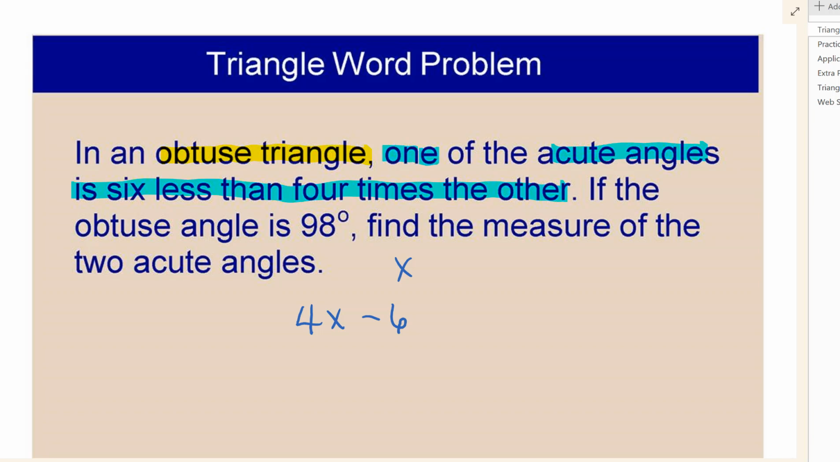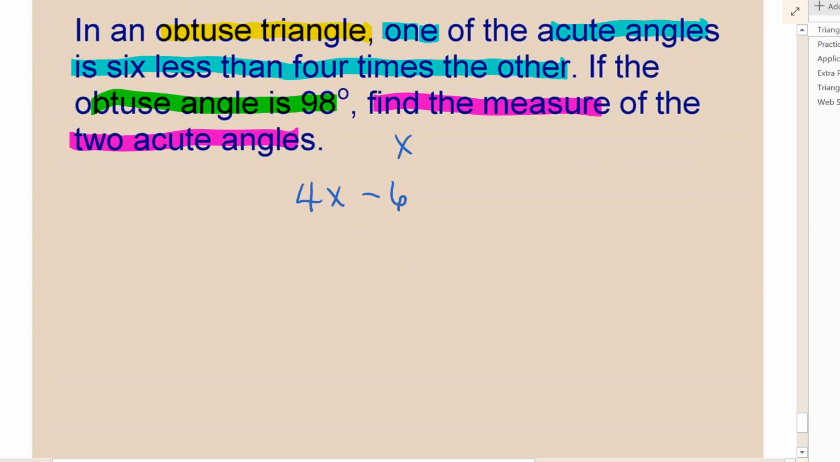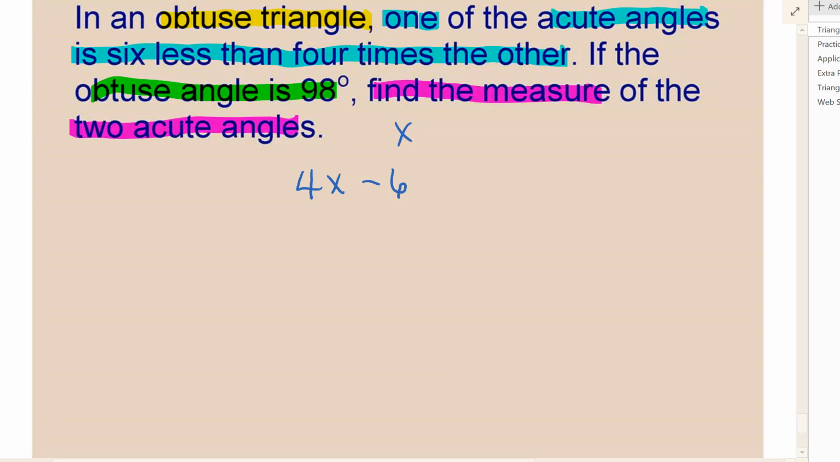If the obtuse angle is 98 degrees, so they're telling us the measure of one angle and then giving us an algebraic expression for the other two angles. Find the measure of the two acute angles. So make sure you find the measure of both of those angles. So we can set up a diagram a couple of different ways. I'm going to set up one here, and then I'll show you how you can set it up a couple different ways. But my obtuse angle, they told me, is 98 degrees.